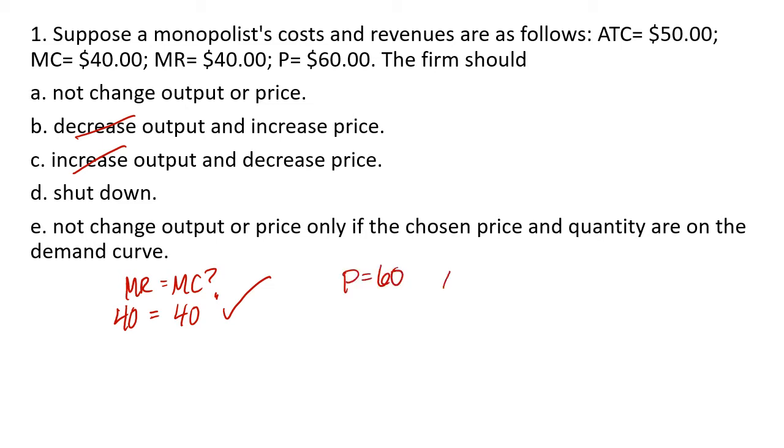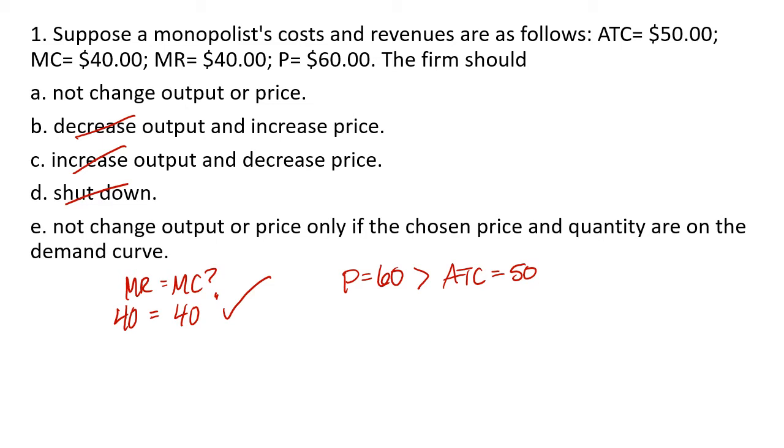So every time they produce and sell an item, they get $60, and it costs them $50 to produce it on average. So the price is more than the cost. They're essentially making $10, the difference between 60 and 50, for each unit. That means they're making a profit. They're not going to want to shut down, and so they're not going to want to change their output or their price.